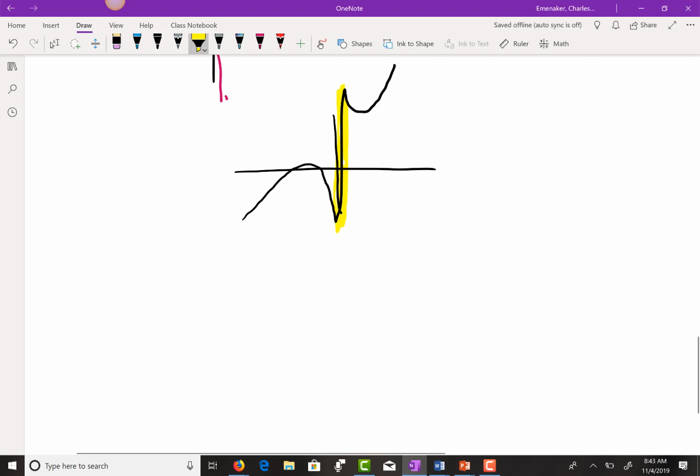And you're going to get jerky things like that. Realize that those are not part of the graph. They're part of the shortcoming of the calculator. That's what happens when you deal with machines.